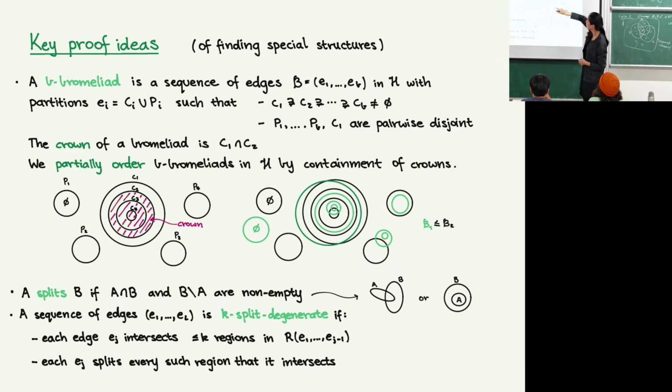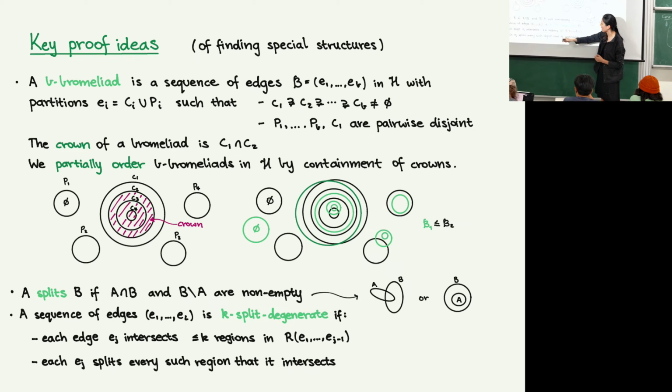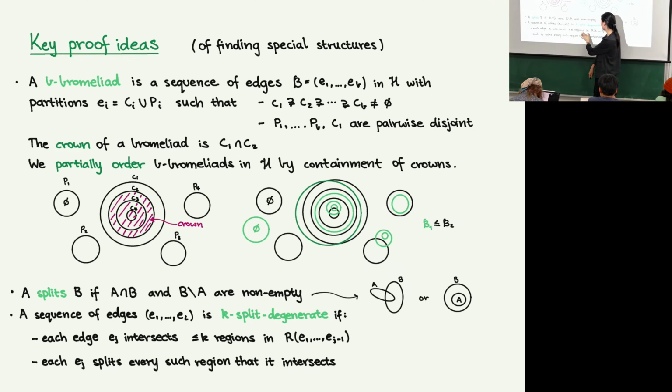So instead of finding bromeliads, what we're going to find first as an intermediate structure are k-split degenerate sequences. We define those as sequences of edges E1 up to EL, such that each edge EJ intersects at most k regions among those edges before J, so the regions from E1 up to E(J-1). And each EJ has to split every region that it intersects among those.